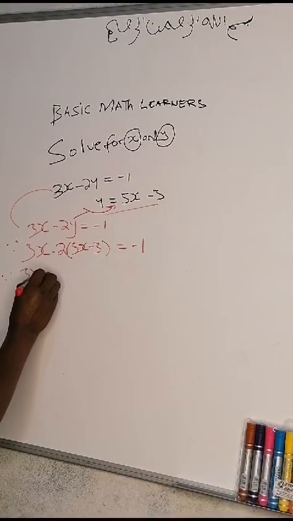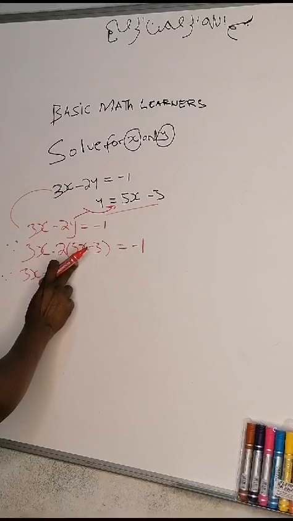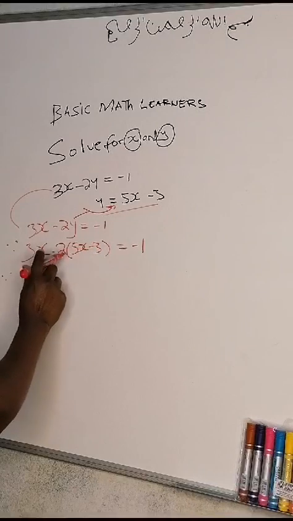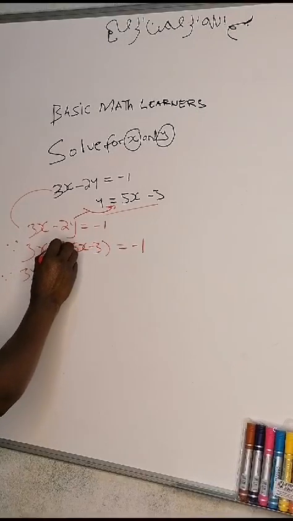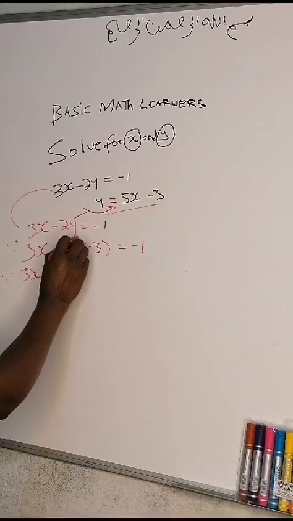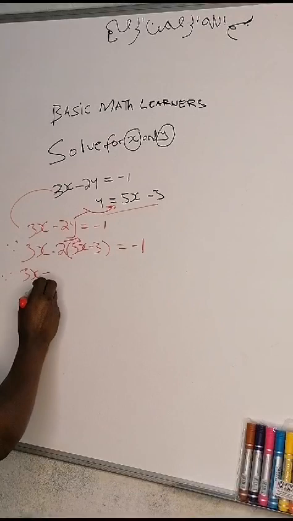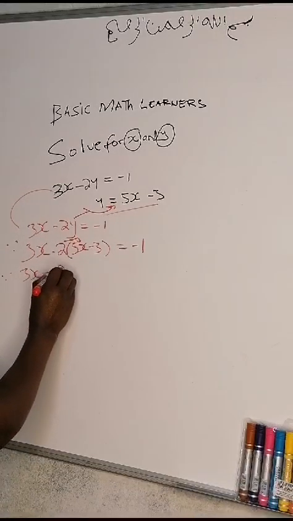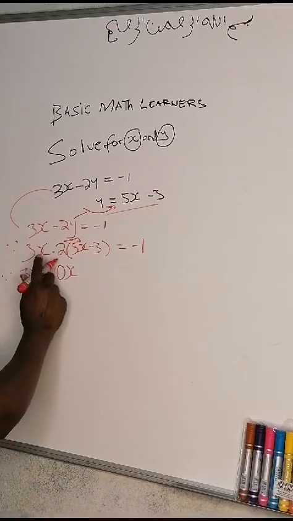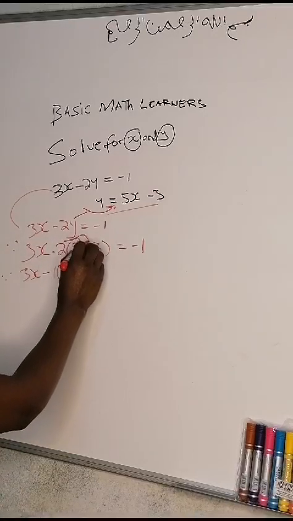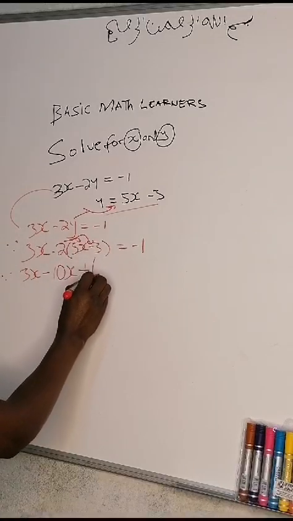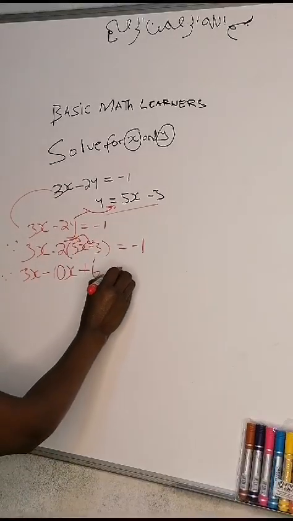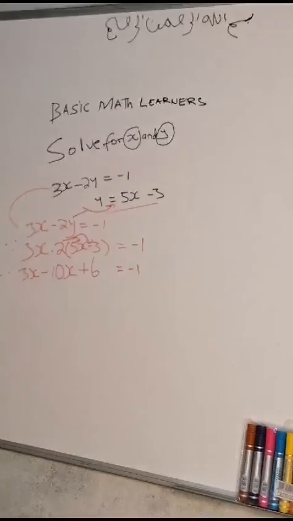3x minus, this 2 is attached to the bracket, and inside the bracket we have two terms, which means the minus 2 must be multiplied by each term inside the bracket. Minus 2 times 5x gives me negative 10x. Minus 2 times minus 3 gives me positive 6. And it's equal to minus 1.